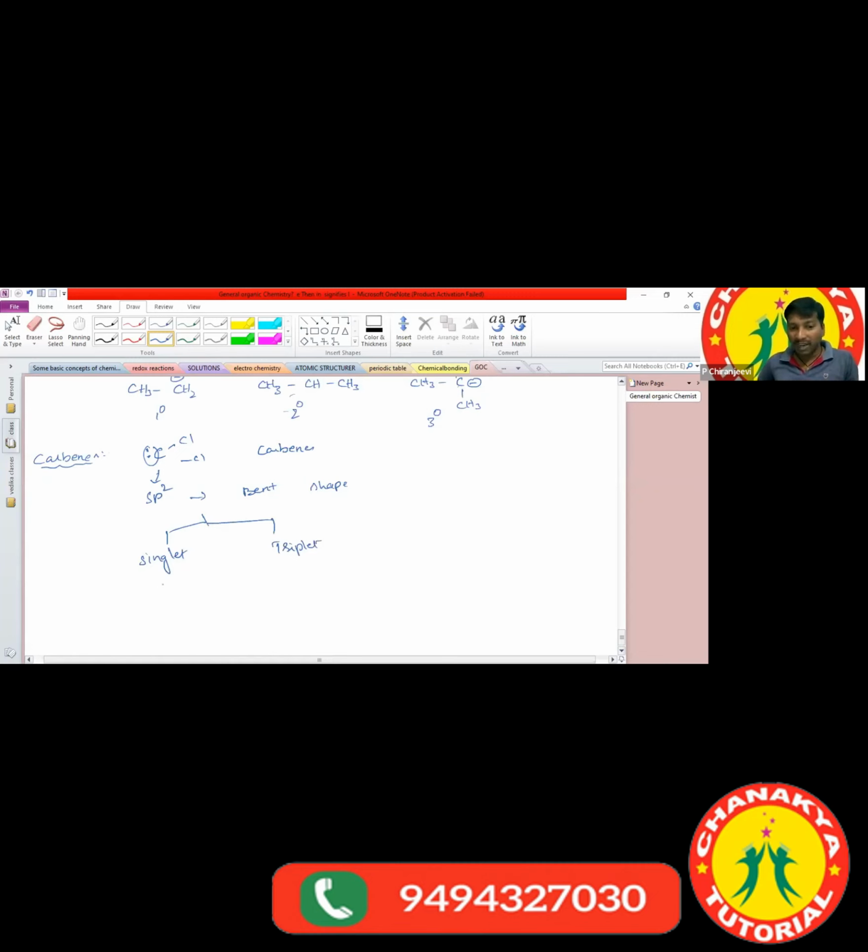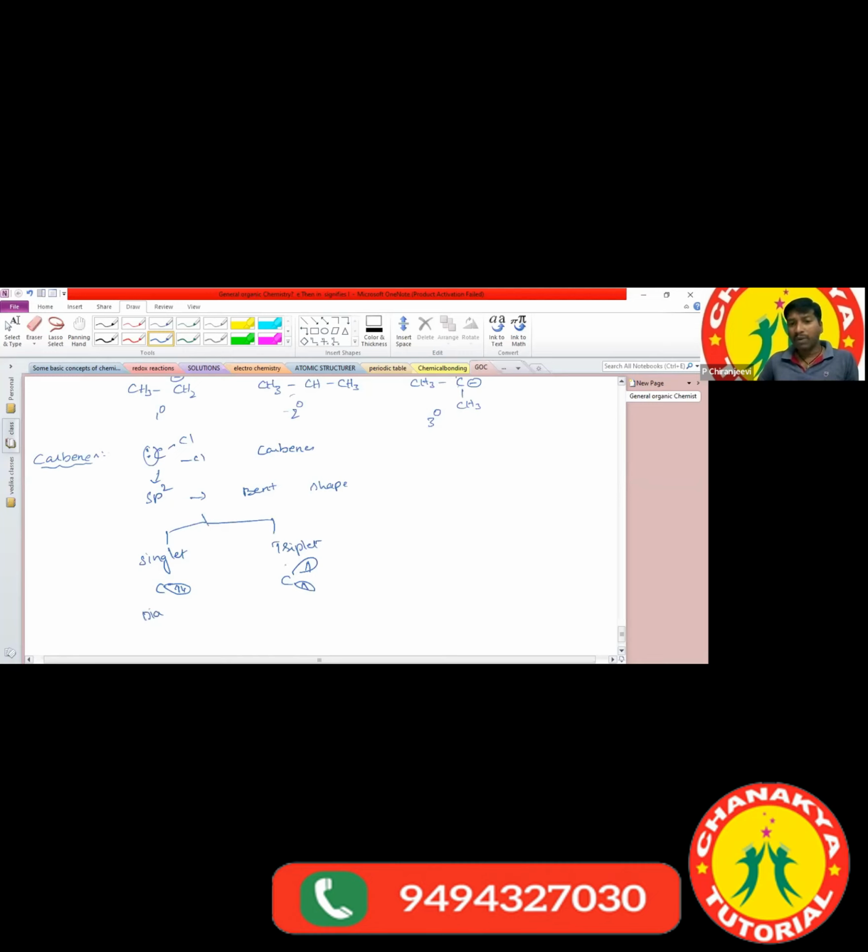Sir, what is meant by a singlet carbene? At the carbon atom we have a vacant p orbital. If two electrons are present in the same orbital, we call it a singlet carbene. In a carbene we have a vacant p orbital. If two electrons are present in two different orbitals, we call it a triplet carbene. Singlet carbene exhibits sp2 hybridization, and it is stable. It is diamagnetic in nature.